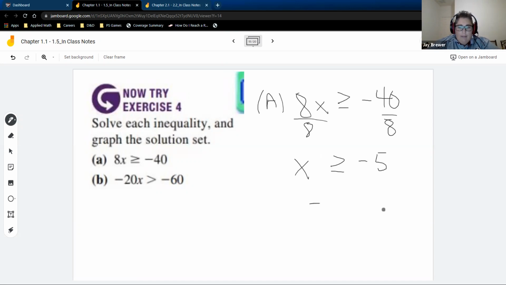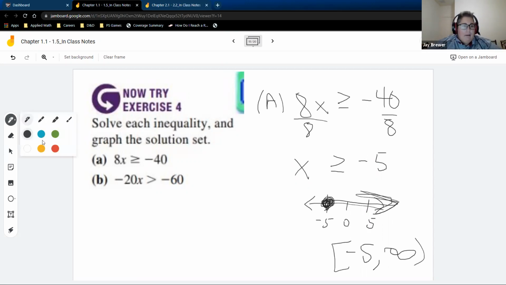All right. And then if we were to draw this, okay, closed circle because there's an equal to part with it, and then towards positive infinity, and then it would be [-5, positive infinity), parenthesis.